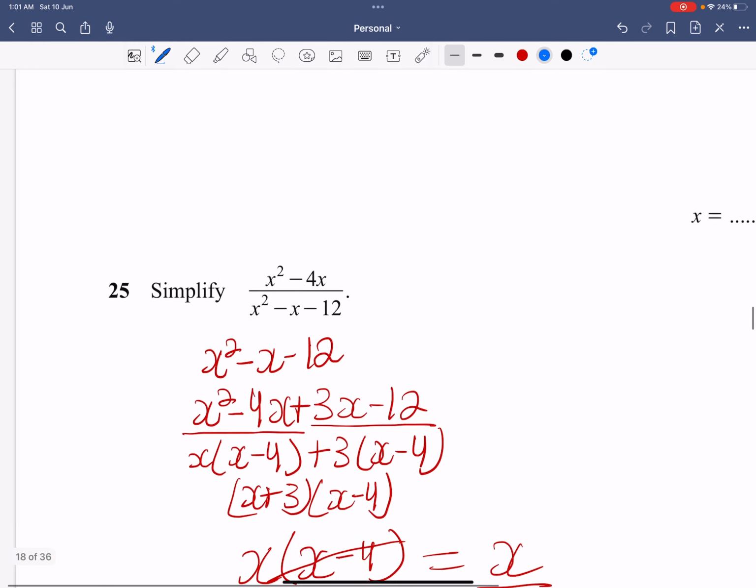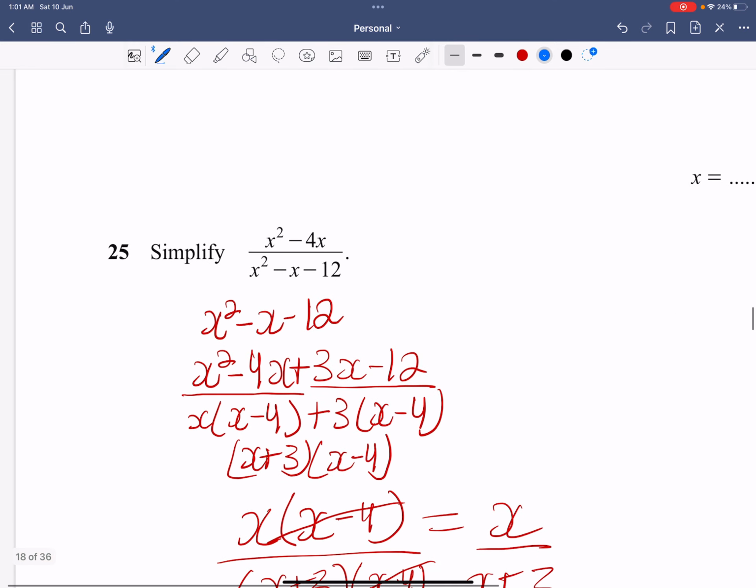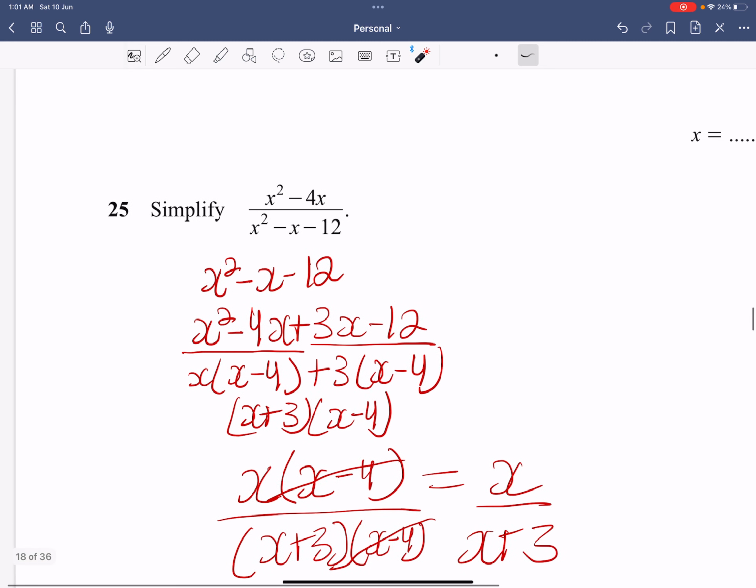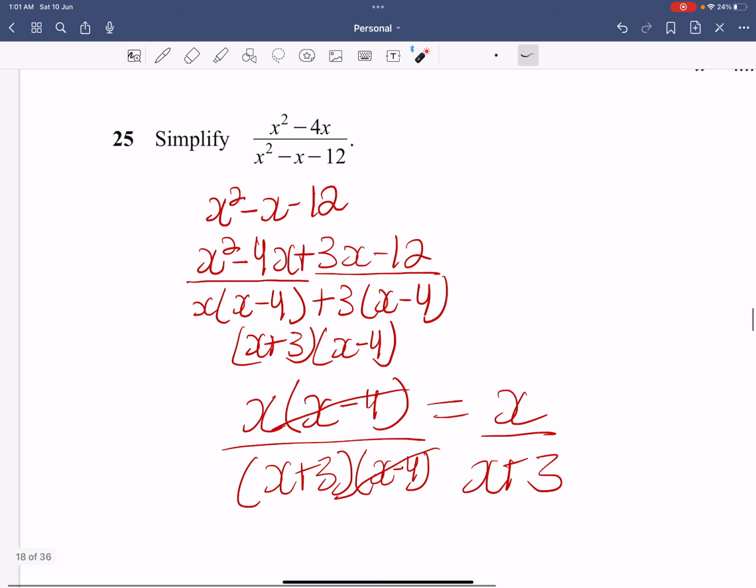Now the next question, simplify this. What I'd recommend is to first factorize the denominator. The denominator is the term below and the numerator is the term above. Factorize means to break into factors, so first break the denominator into its factors.